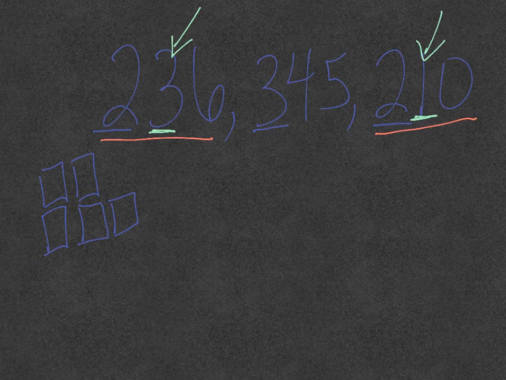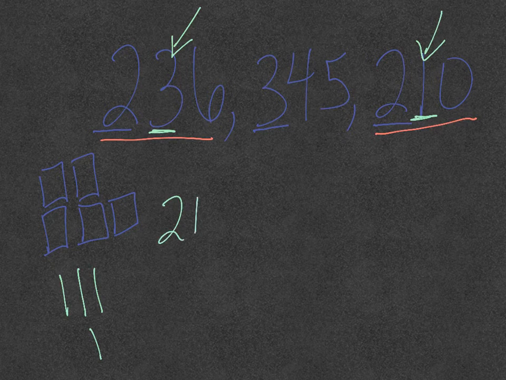30, we can draw it. 1, 2, 3 tens. And then we have 110. Which one is least? That's right. 210 is least. So now we figured out what our smallest number is, so we write it first.